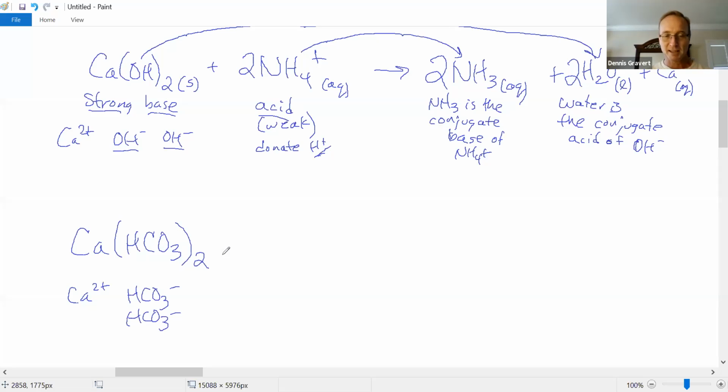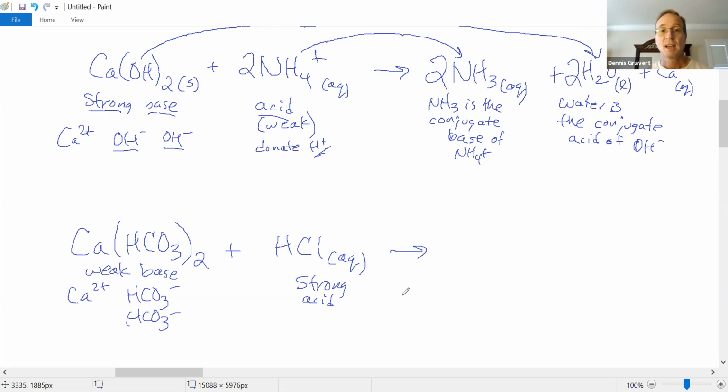And I want carbonate to act as a base, so I need to add an acid. Let's use a strong one. How about hydrochloric acid? Comes off the list. We recognize a strong acid, and that makes this one a weak base. It doesn't contain hydroxide ion, so it's not a strong base.